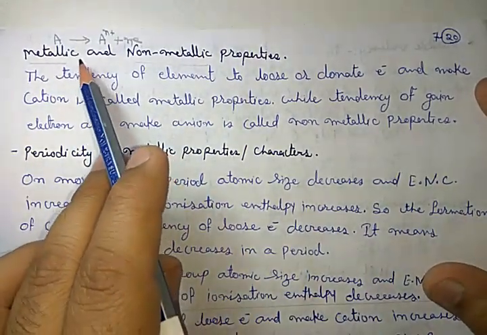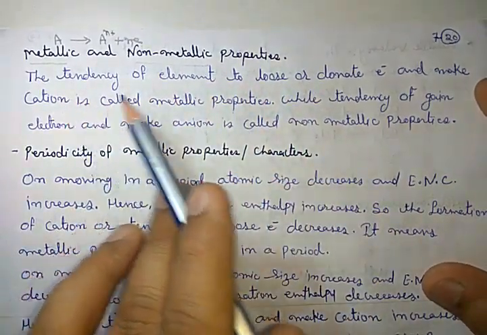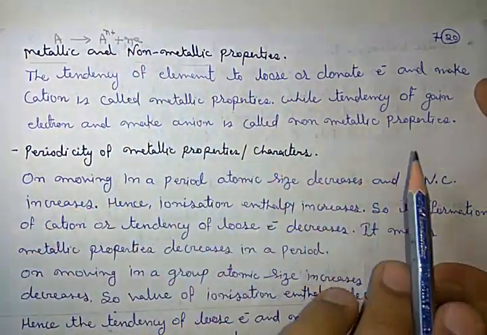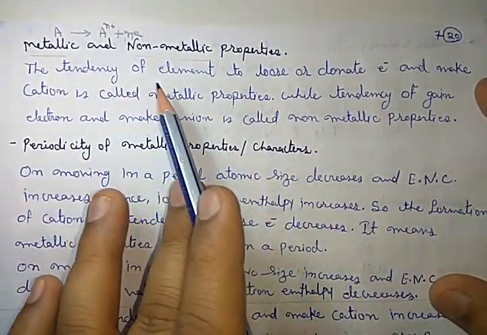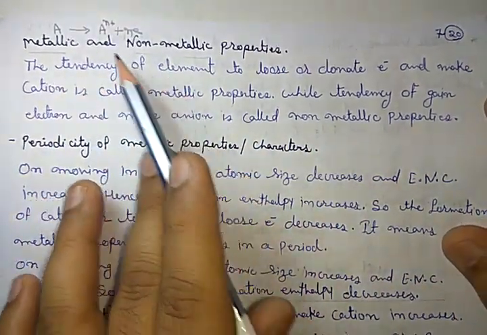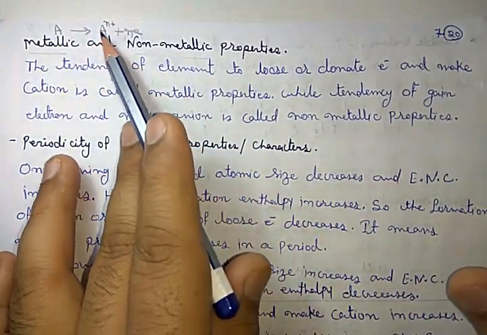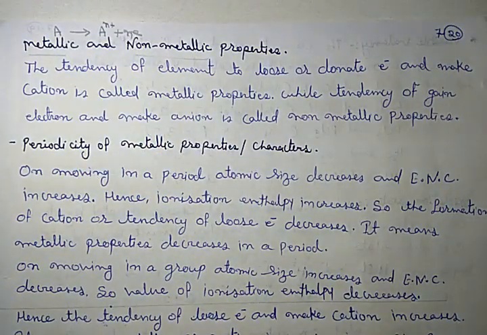This tendency of an element to lose electrons or donate electrons and make a cation is called metallic properties, and these elements are known as metals. Which ones? Those who have a tendency to lose electrons and make cations. These are called metals, and this tendency is called metallic properties.